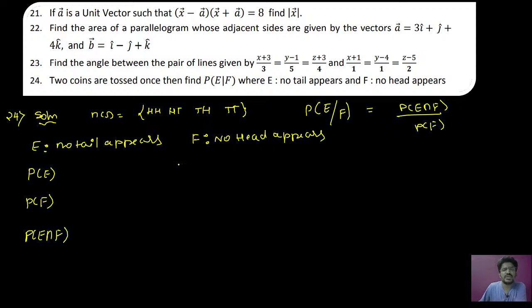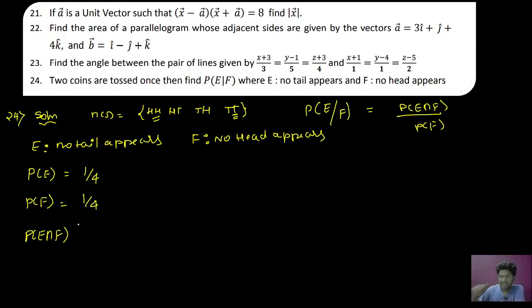No tail appears means H comma H is the only possible case. So therefore, 1 by 4 is your answer. No head appears means only one possible case, that is T comma T. That is 1 by 4.